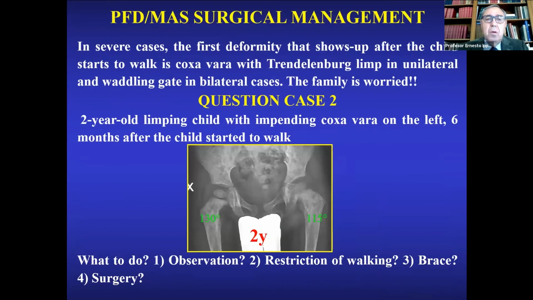In severe cases, the first deformity that shows up after the child starts to walk is Coxa-Vara with Trendelenburg limp in unilateral and waddling gait in bilateral cases. And the family is worried. And this is our question case 2. This is a 3-year-old limping child with impending Coxa-Vara on the left, 6 months after the child started to walk. What to do? Observation, restriction of walking, brace, surgery.